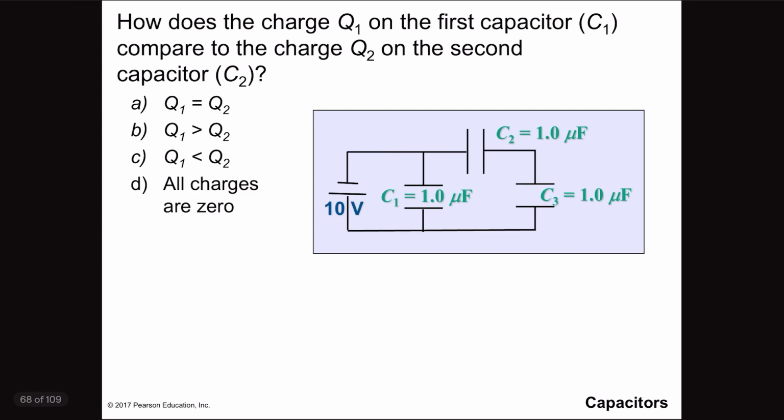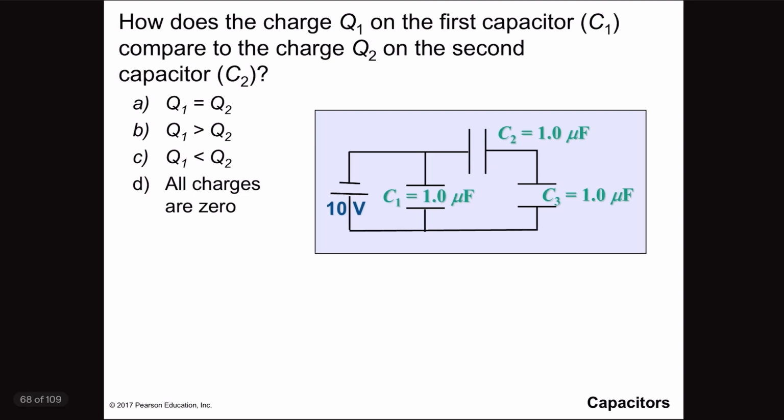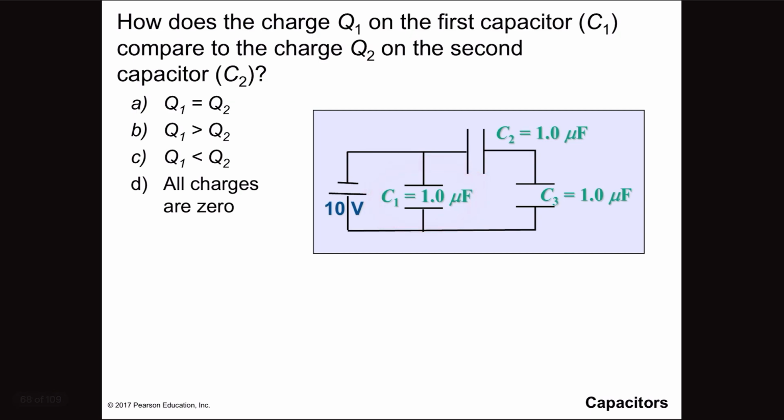All right. How does the charge Q1 on the first capacitor compare to the charge Q2 on the second? For this one, since we just found that C1 has a bigger voltage drop across it than C2, that means it's going to be able to store more charge. Because remember, capacitance is charge per volt, and so the total charge is capacitance times voltage. They both have the same capacitance. It's just that one of them has a bigger voltage than the other. The bigger voltage is going to give us a bigger Q, which means Q1 is going to be bigger than Q2.